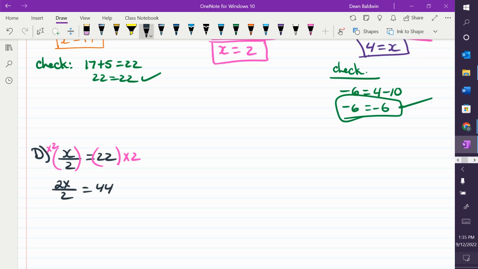Does everybody agree with that? What happens to these 2's right here? They cancel each other out. So you're just left with x is equal to 44. And I know you can do a lot of these in your head, but they're going to get more complex where you can't, and you have to follow these rules. And the better you get at laying out the steps, you will not get confused, hopefully, when we do the more complex ones later on.